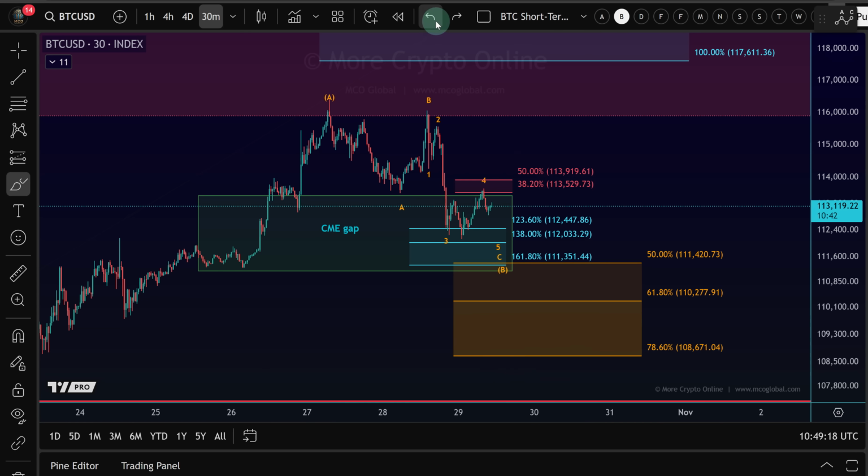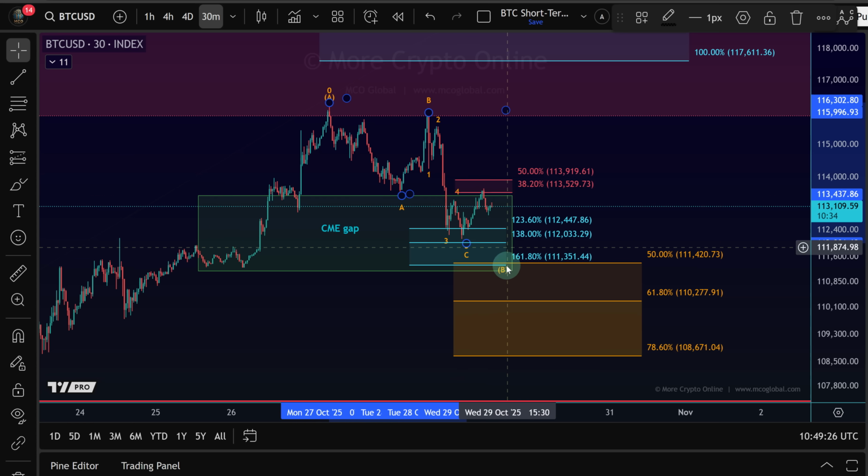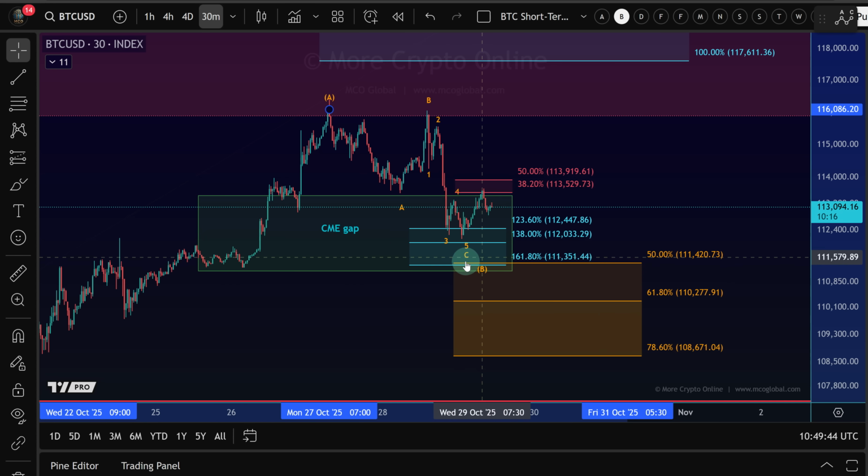We also shouldn't ignore that Bitcoin is currently in a CME gap area. So a little bit further downside to close the gap would probably even be welcomed, because it would get rid of this CME gap, which is around $111,160 at the lower boundary. And then we have more Fibonacci support there. So I treat this here as a B wave pullback. I explained that in yesterday's video.